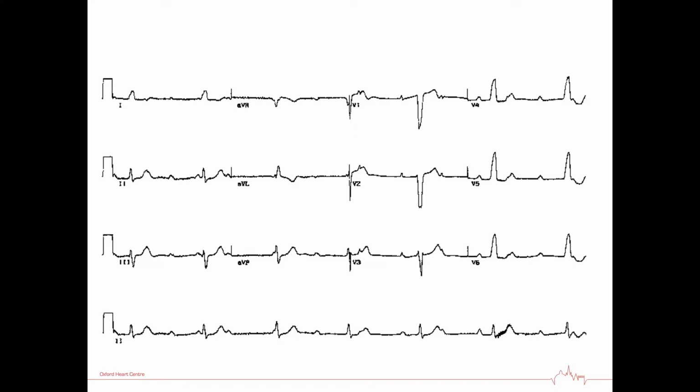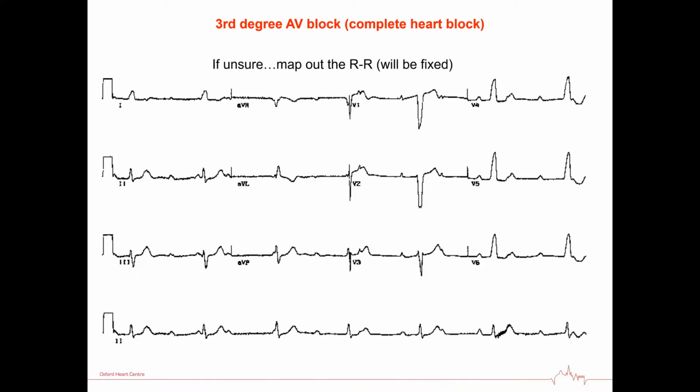It's fairly slow. We've got 1, 2, 3, 4, 5, 6, 7 R waves along that bottom rhythm, so a rate of 42. It's regular if we map them out, and the QRS is narrow. So the next question, are there P waves? Yes. If you're not sure, map the P waves out like you do the RR.